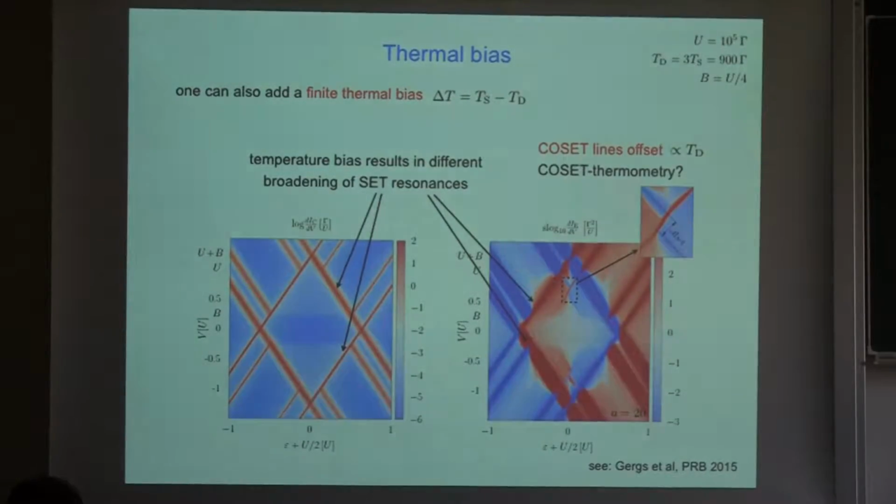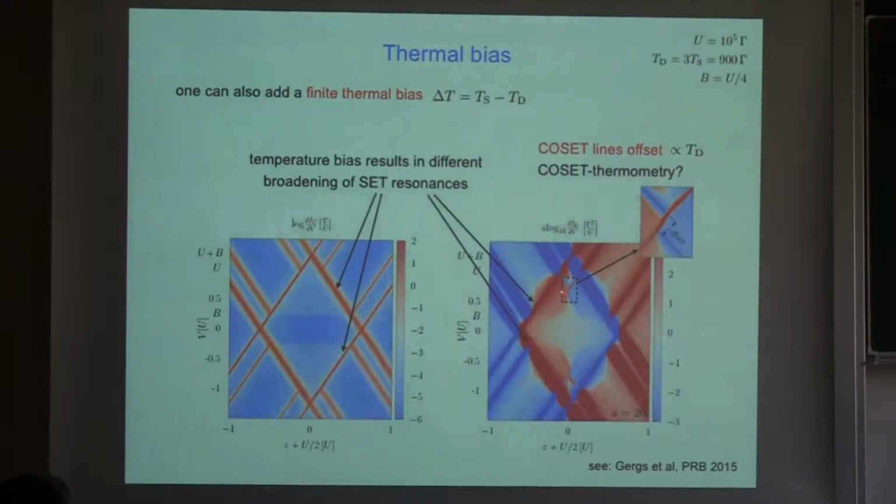As a side remark, one can also apply a thermal bias by just choosing different temperatures in the source and in the drain. Then the situation would look like this, so the first feature you immediately see is that the different single electron tunneling lines will be broadened by these different temperatures, depending on whether they are coupled to the hot or to the cold bath.